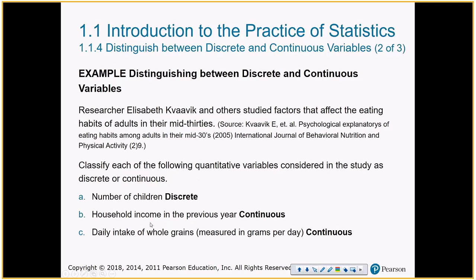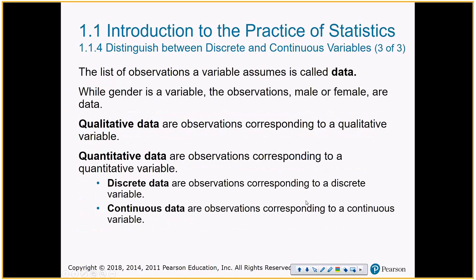Anyway, household income, continuous. Daily intake of whole grains. We already talked about this. I thought we did. No, we didn't. That was on the previous. Okay. I feel like we're going over stuff over and over. I guess that's why I don't use the slides. And we're doing this again. I'm not doing it again.